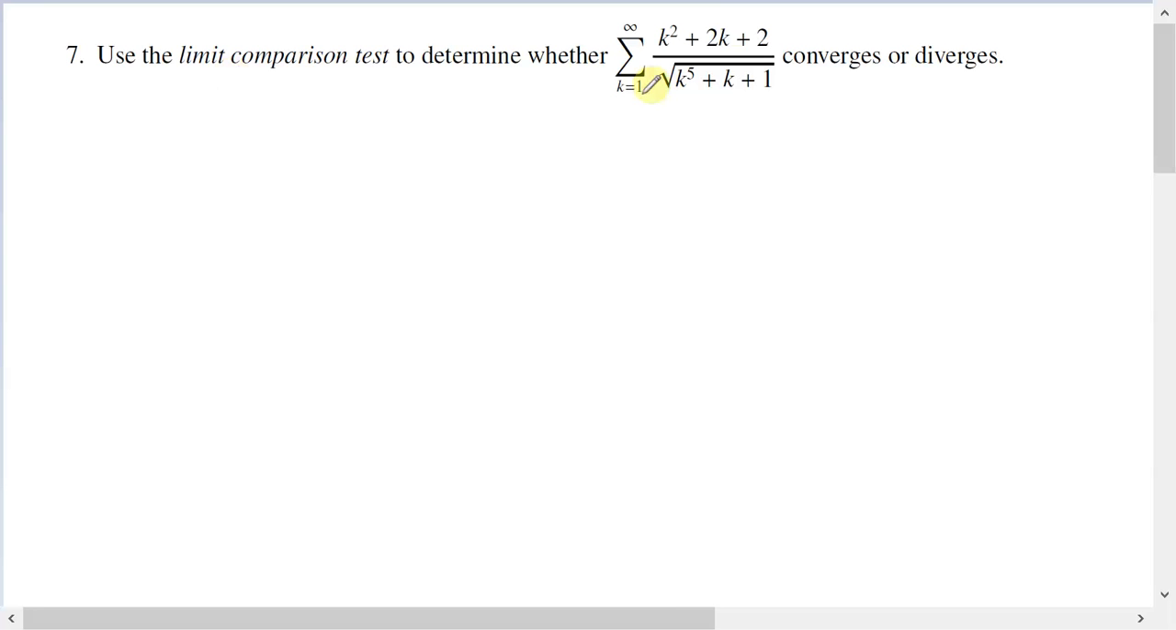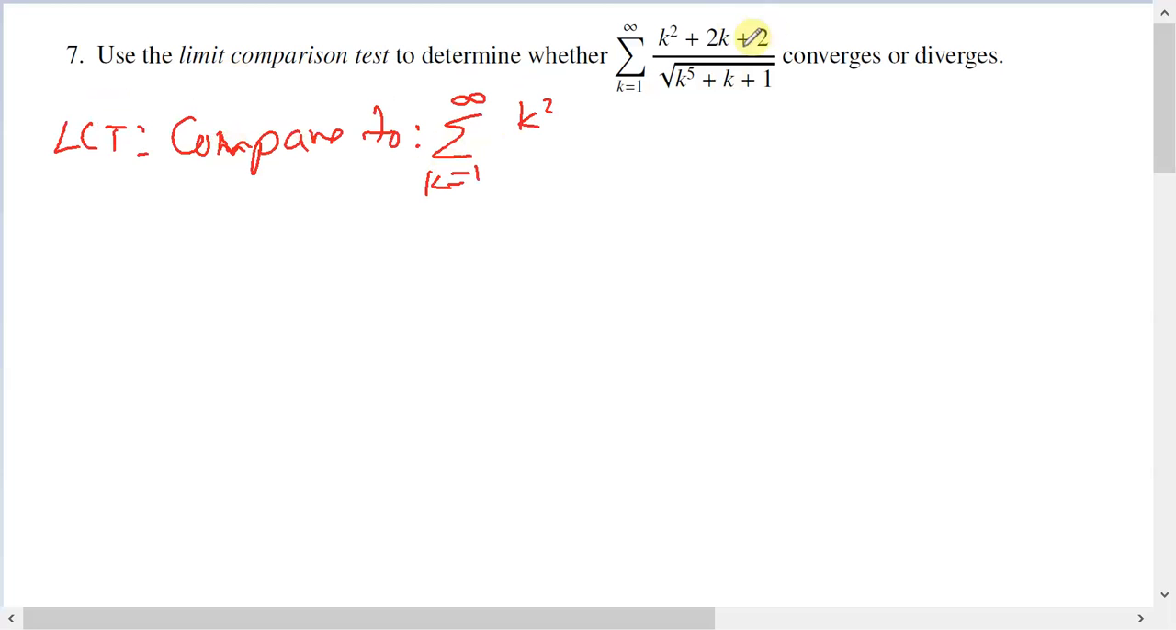We're asked to use the limit comparison test to determine whether this converges or diverges. So we know that to do that, in the limit comparison test, we first identify what we're going to compare it to. And we're going to compare it to the dominant term in the top and the bottom. So in the top, we can easily see that k squared is dominating what's going on there. In the bottom, these are under the square root, but k to the fifth is going to dominate. So I do need to keep it underneath the square root.